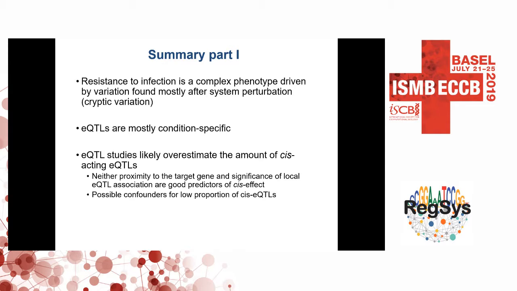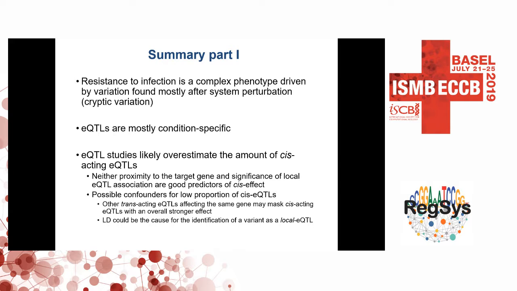Of course, there are possible confounders to our analysis, which I'd briefly like to mention as well. There could be trans-acting eQTLs who put the cis-acting eQTLs in a shadow, so they might have a stronger overall effect. There could be LD issues, linkage disequilibrium issues. And of course, a combination of variants may also induce an effect. But overall, I feel that our story is pretty robust to the finding that most variants, even though they're local and very near a specific gene, do not actually seem to act in cis.